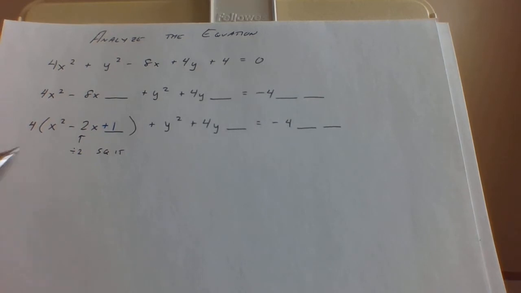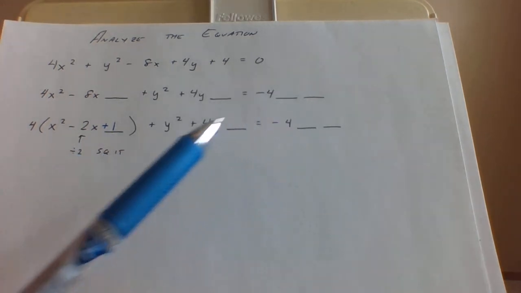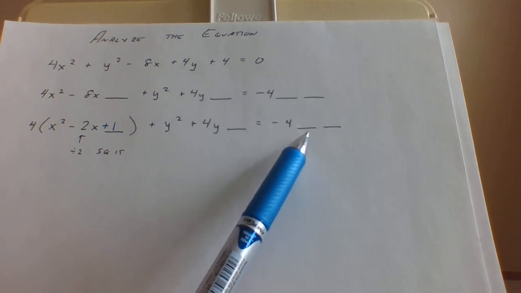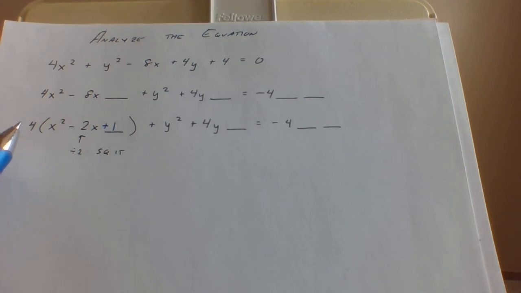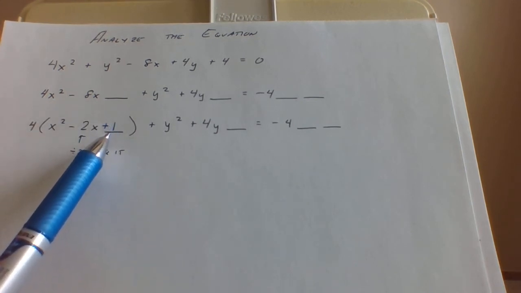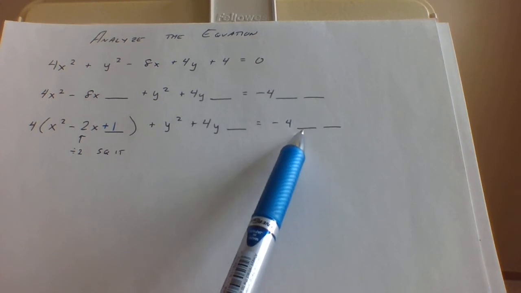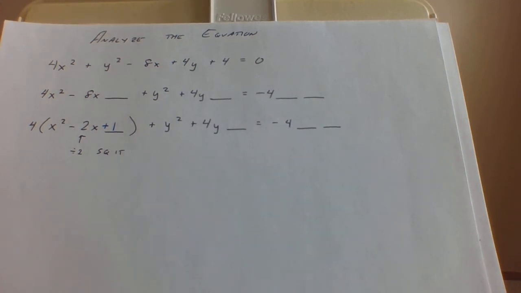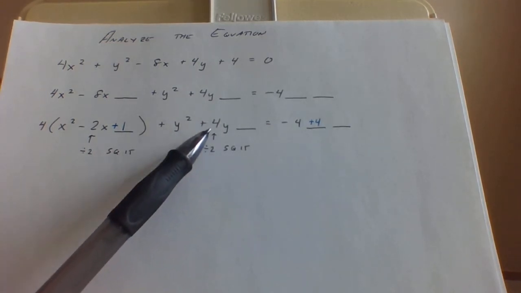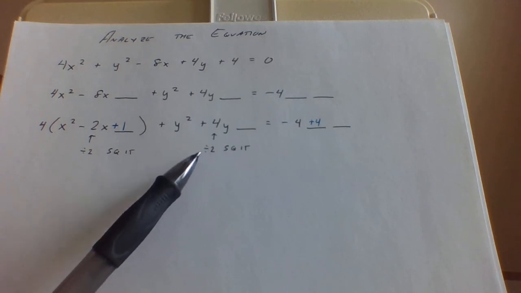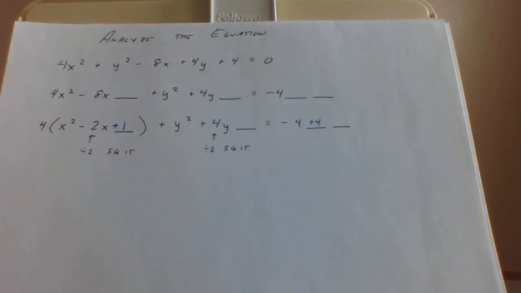Now remember, you can't just add that term to the left-hand side without doing it to the right-hand side, so I need to make sure I fill in this blank over here as well, but not with a 1. Keep in mind you factored that 4 out, so 4 times 1 is going to give me a positive 4, so I'm going to fill in this blank with a positive 4. And now I can work with my y terms. So I'm going to take the 4, divide it by 2, and square it. 4 divided by 2 is going to give me 2, and 2 squared is going to give me 4. So I'm going to fill in these last two blanks with a positive 4.